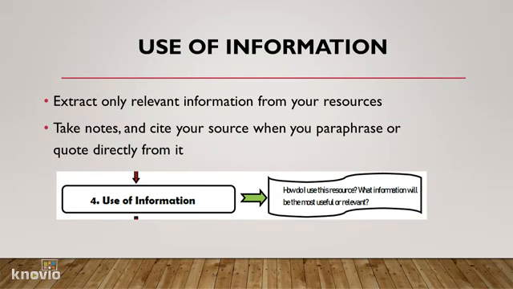After you locate your sources, move on to step 4, use of information. This step will require you to extract information from your resources. Make sure you only record relevant information about your research subject. Take good notes, try and paraphrase the information you will use, and remember to cite your resources in order to avoid plagiarism. Some guiding questions on your handout for this step are as follows. How do I use this source? What information will be most useful or relevant?